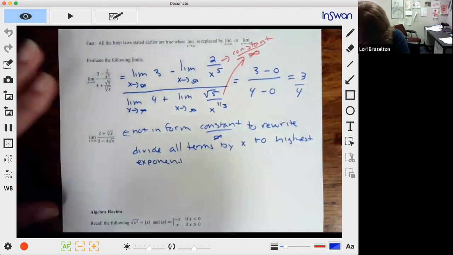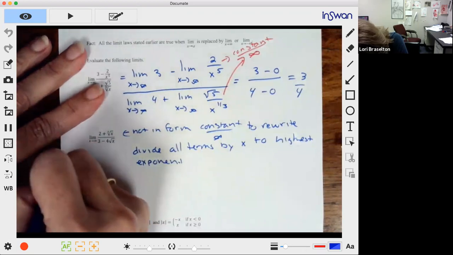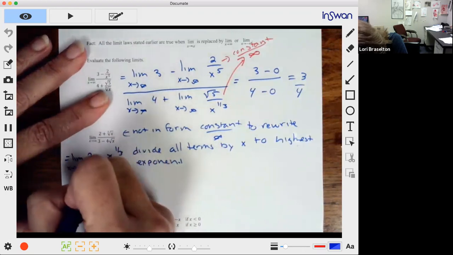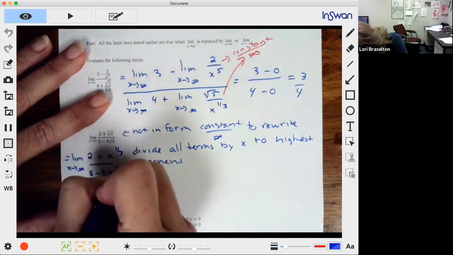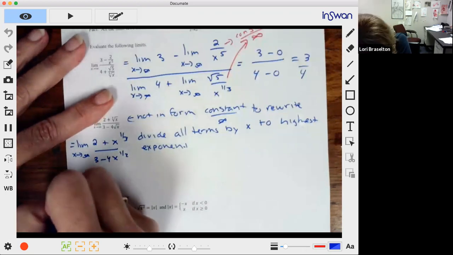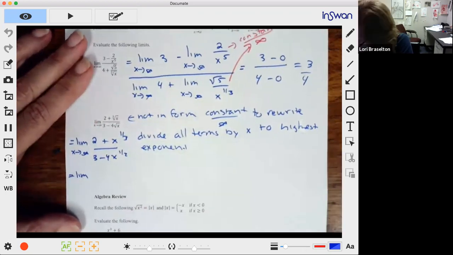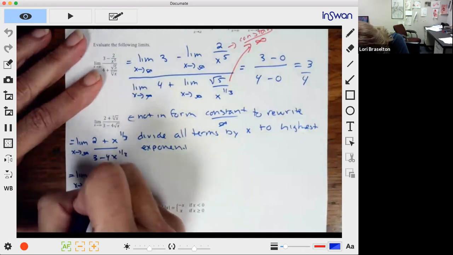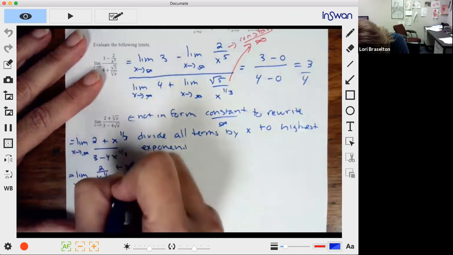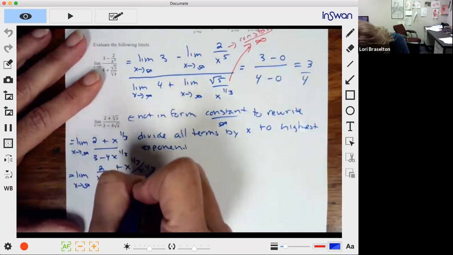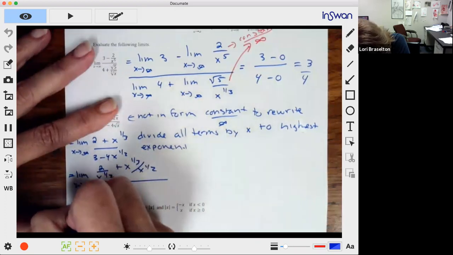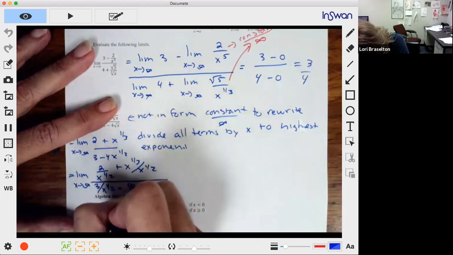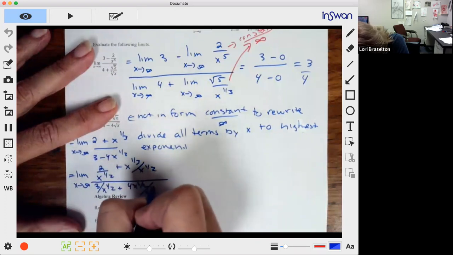Meaning this, and I really should have given myself more room here. So that's going to be 2 plus x to the 1/3 over 3 minus 4x to the 1/2. So now do what I said I was going to do, which is divide everybody by x to the highest exponent. So that's 2 over x to the 1/2 plus x to the 1/3 over x to the 1/2, 3 over x to the 1/2 plus 4 over x to the 1/2 over x to the 1/2.